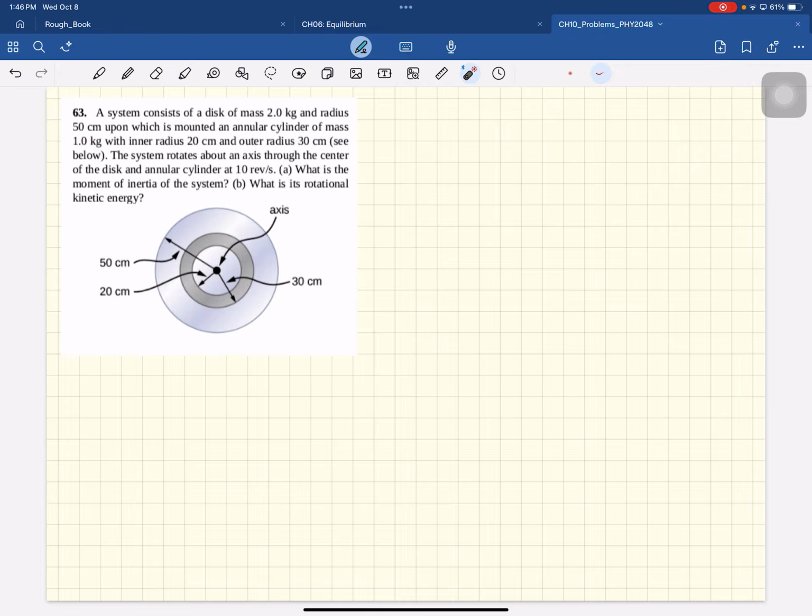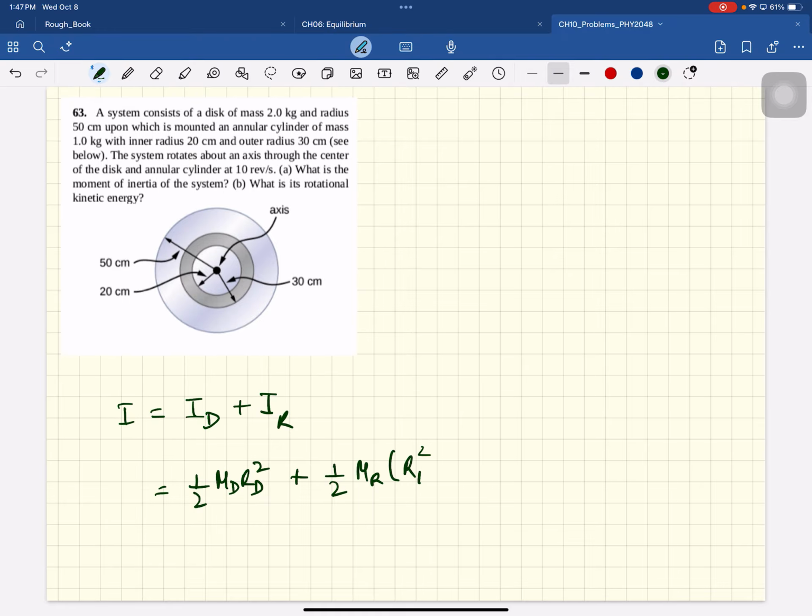So the moment of inertia of the system is the moment of inertia of this plus the moment of inertia of that. It's just like the mass of several systems is just the sum of the masses. So the total moment of inertia is the moment of inertia of the disk plus the moment of inertia of the ring. The moment of inertia of the disk is 1/2 the mass of the disk times its radius squared. And for a ring, you can look it up, it is 1/2 mass of the ring times inner radius squared plus outer radius squared.